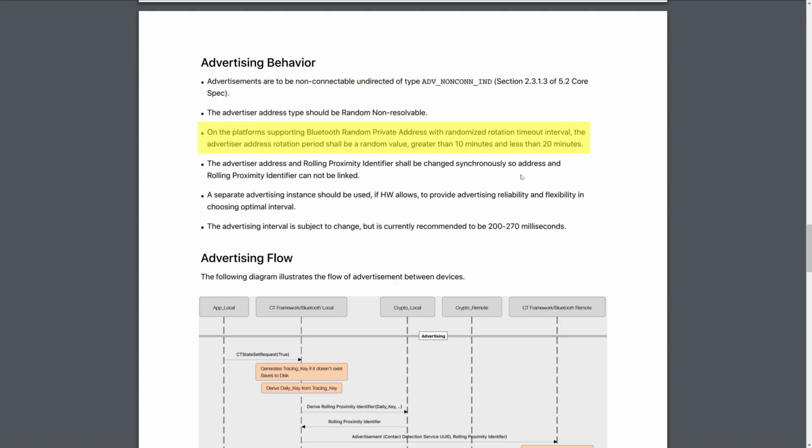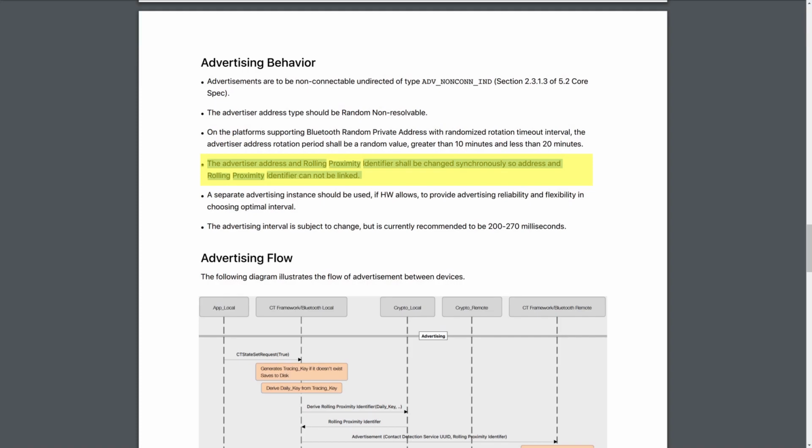Then they go on to say that on platforms supporting Bluetooth random private address with randomized rotation timeout interval, the advertised address rotation period shall be a random value greater than 10 and less than 20 minutes. The advertiser address and rolling proximity identifier shall be changed synchronously, so address and rolling proximity identifier cannot be linked. What that means is that every time your address or your rolling proximity identifier is changed, so will the other component of that.